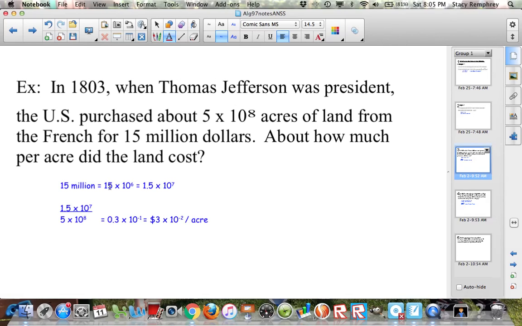So I took the 15 million and changed that. Million is times 10 to the 6th, and then I can't have 15, so I moved it over once. Changed it to 1.5 times 10 to the 7th. I want to know dollars per acre, how much per acre. So I'm going to divide the amount of dollars by the number of acres, which I did here. So 1.5 divided by 5 is 0.3. 7 minus 8 is negative 1, so 10 to the negative 1. To put it in scientific notation, I had to move it over. So believe it or not, when we made the Louisiana Purchase, it came out to about 3 cents per acre. That is a deal.